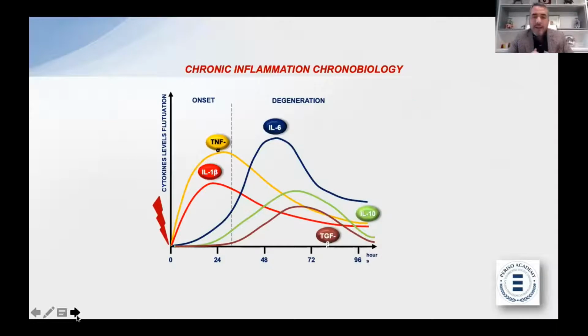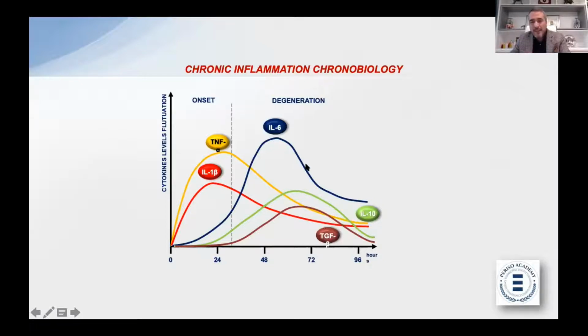Okay. This is normally the chronobiology of chronic inflammation. At the start, at whatever point, a trauma, infection, virus, or bacterium increments interleukin 1. Immediately TNF-alpha is upregulated, and after 24 hours, upregulation of interleukin 6 starts. At this moment there is degeneration. Normally, at 48 hours after the start of the disease, interleukin 10 and TGF beta increment. It's important that the problem in fibrosis is TGF beta.